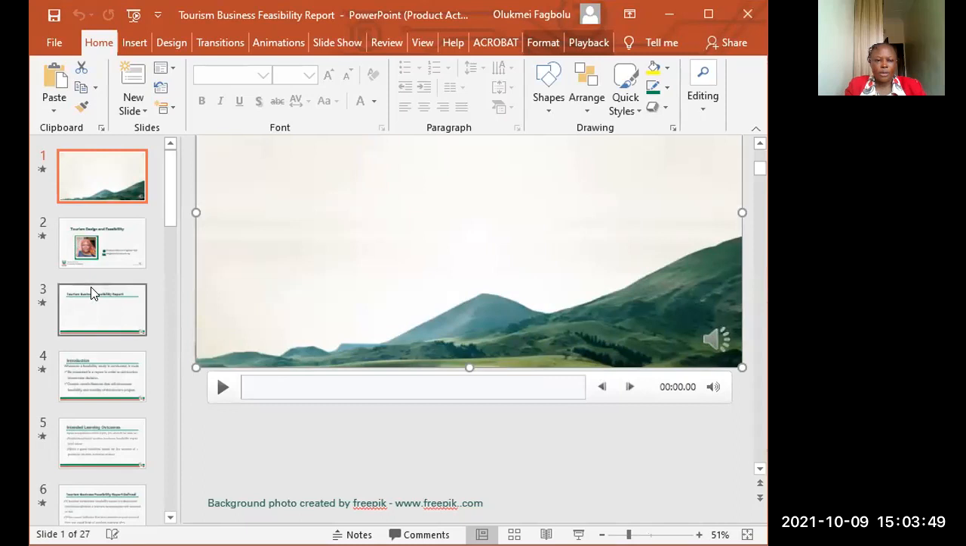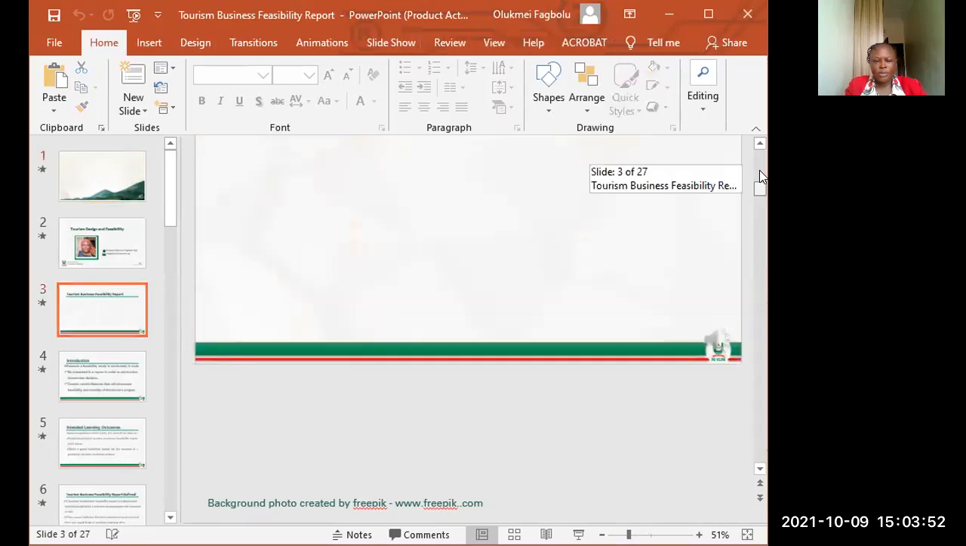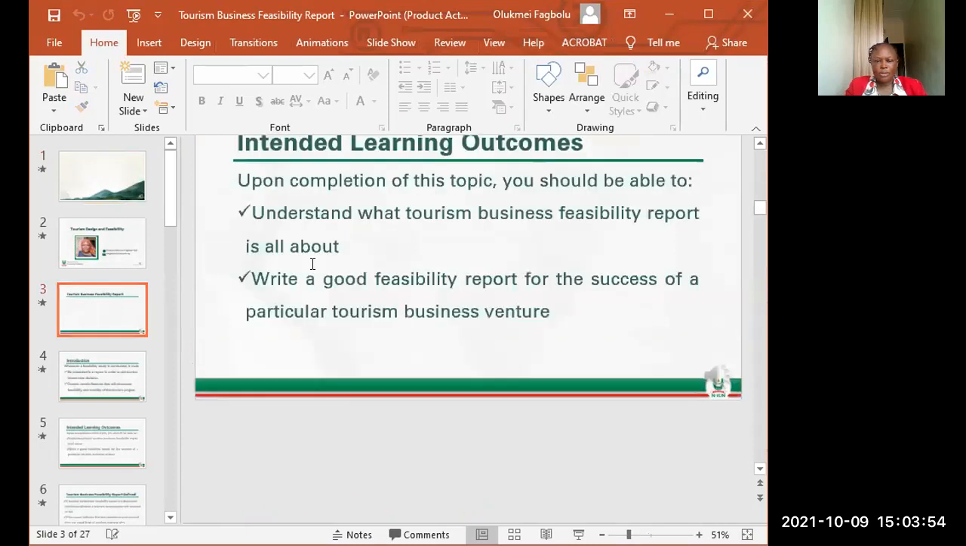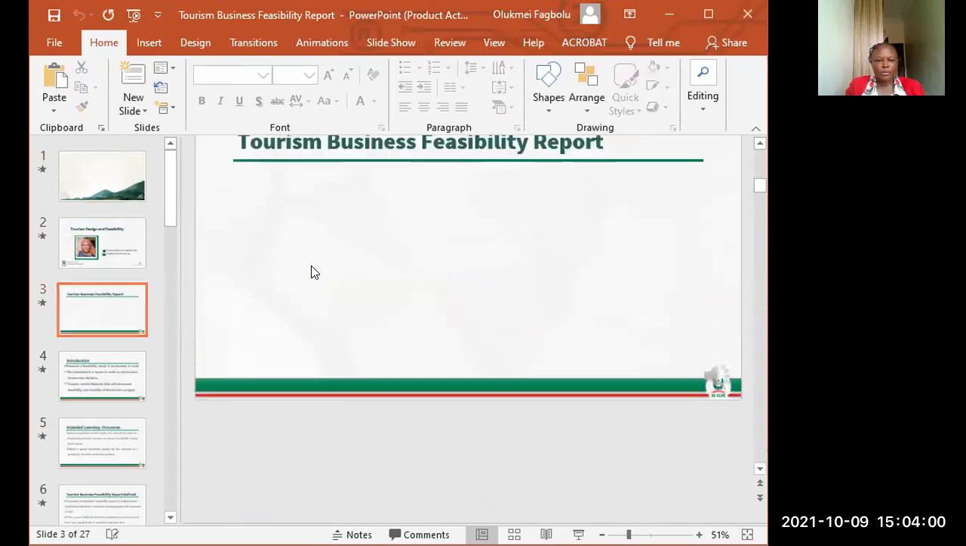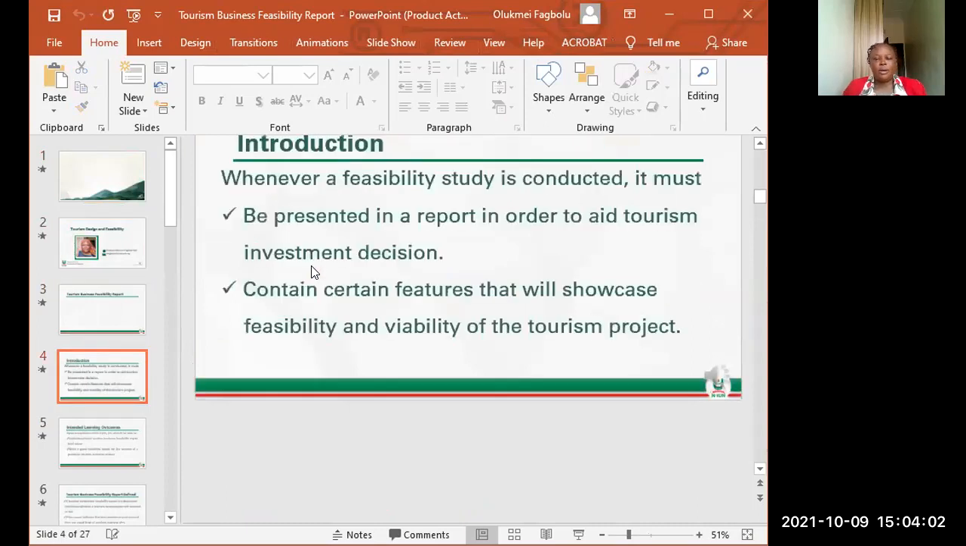As I mentioned, we treated tourism feasibility report last week. And I said, whenever you are conducting a feasibility study, you must bear it in your mind that you're going to write a report at the end of that exercise. And that report will showcase how feasible and how viable the tourism project is going to be at the end of the day.